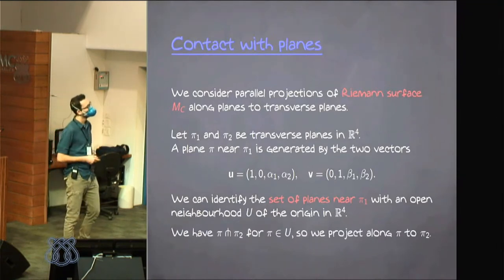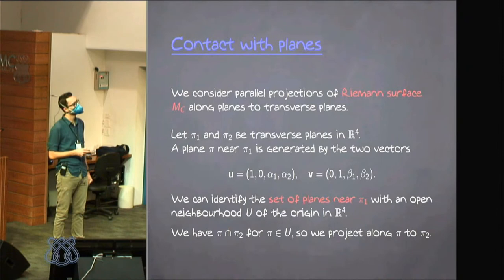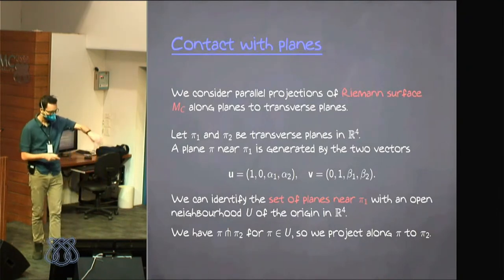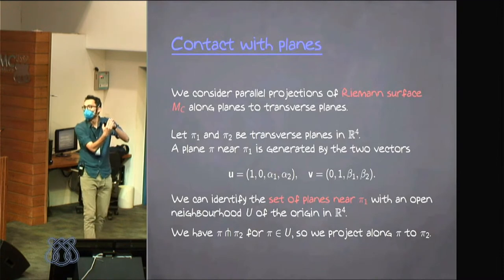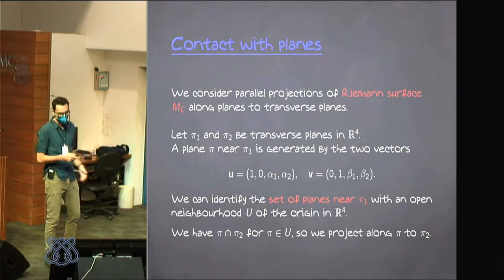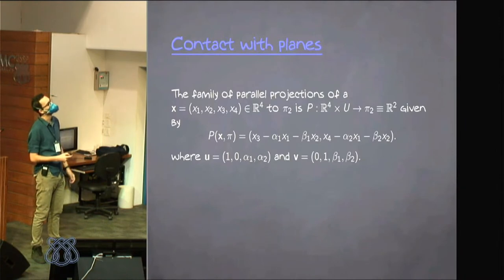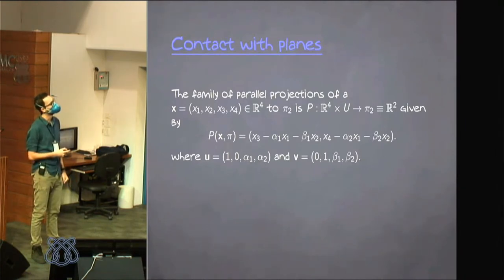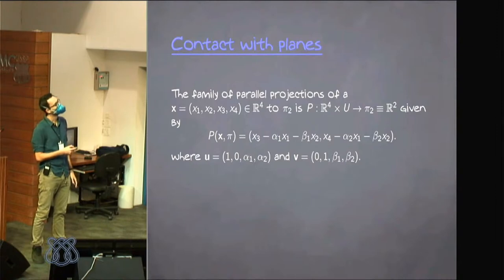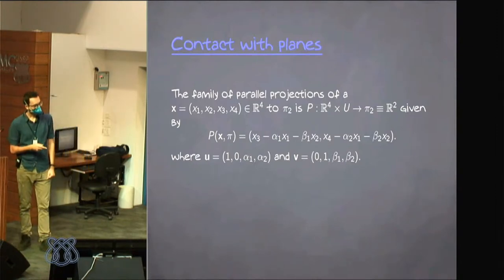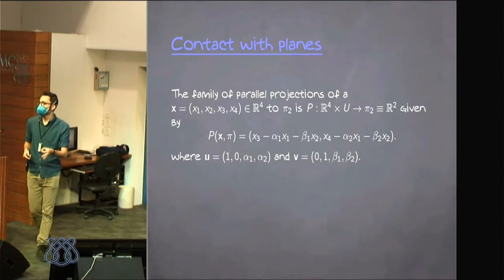Because we would like to project points of R4, consider one plane P transverse to pi 2. Okay, we chose one plane here. We would like to project along this direction to another transverse plane. Okay, so for each plane, we obtain one family of projections. And here is the face of the projection. If I consider one point in R4 and I would like to project to plane 2, we have this kind of projection. Okay?